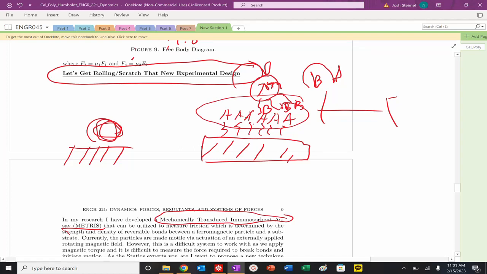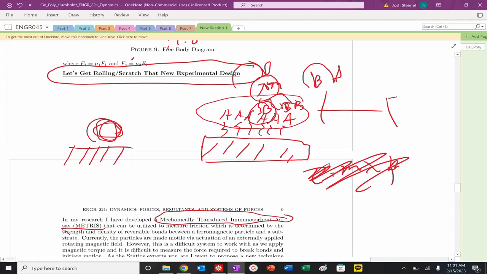Now, this system presents some problems, right? Because I'm applying basically a magnetic torque. So my magnetic torque is going to be this M cross B. So it's hard to measure what the force is, because really eventually I want to get to how much force is required to break that interaction. If I could calculate that, I could explicitly calculate strengths of interactions or energies of interaction. So I want to move away from this system. I don't want to design something like this.